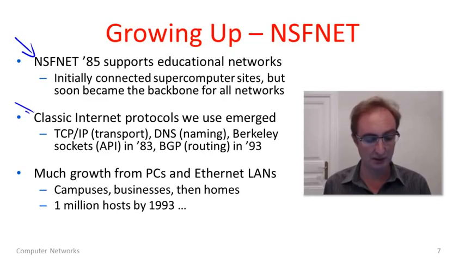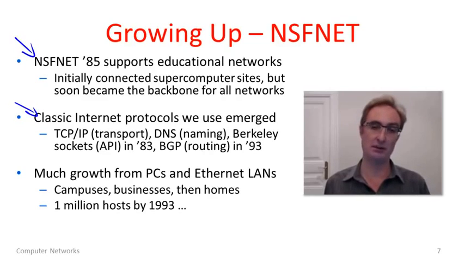It's during this period, this was a tremendous growing up period, a period of a decade or more, that the classic internet protocols as we know them today emerged. All of TCP/IP, the DNS and the Sockets API emerged around 83. And internet routing in the form of BGP, a protocol we'll get to later in the course, took a little longer to emerge in the modern form that we recognize, but it was around by 93.